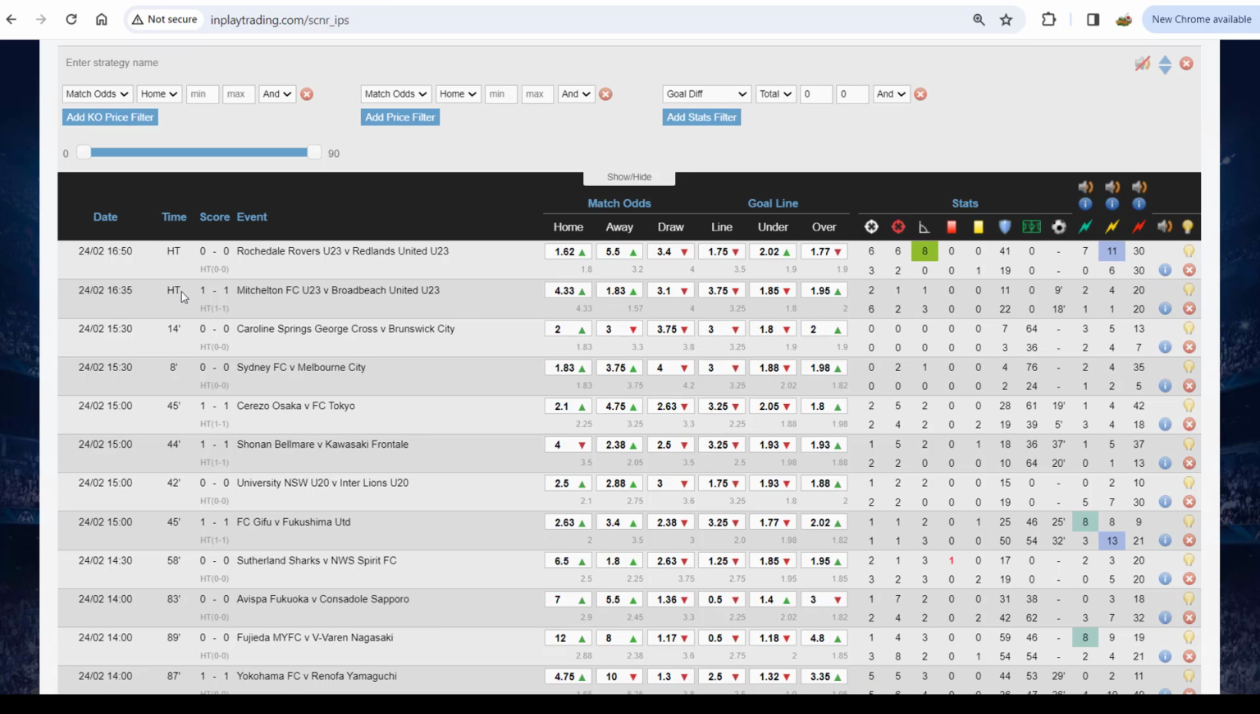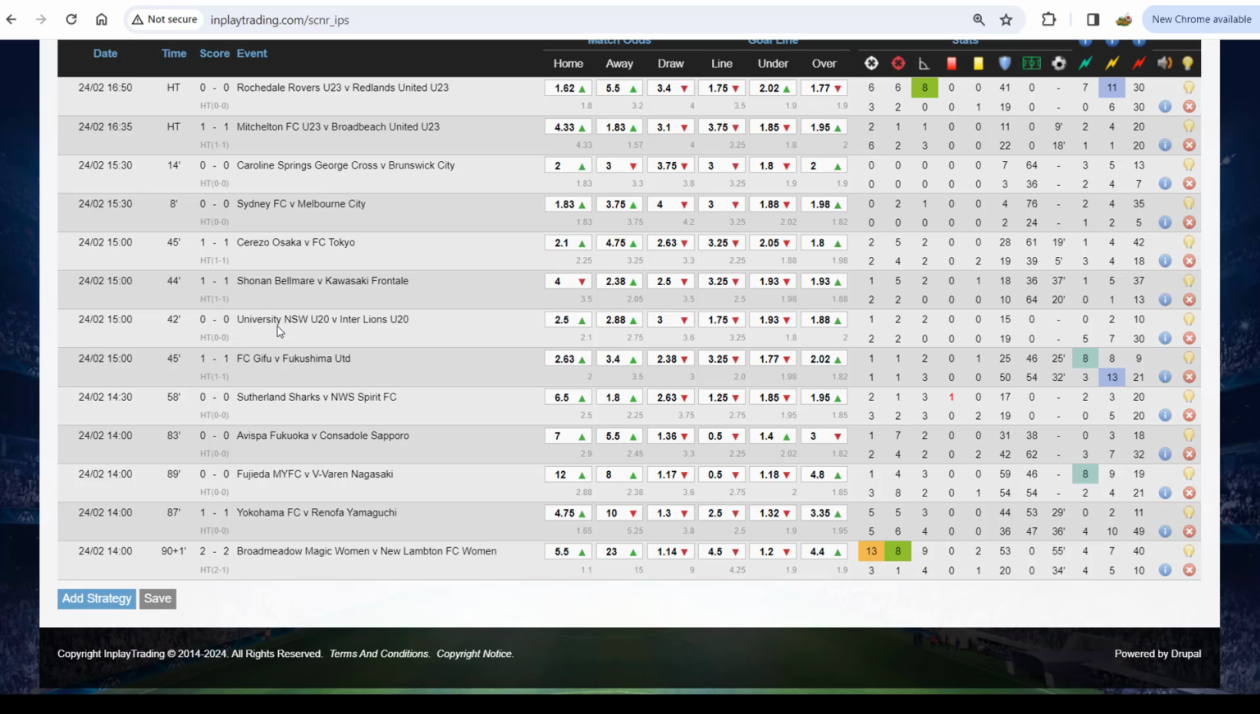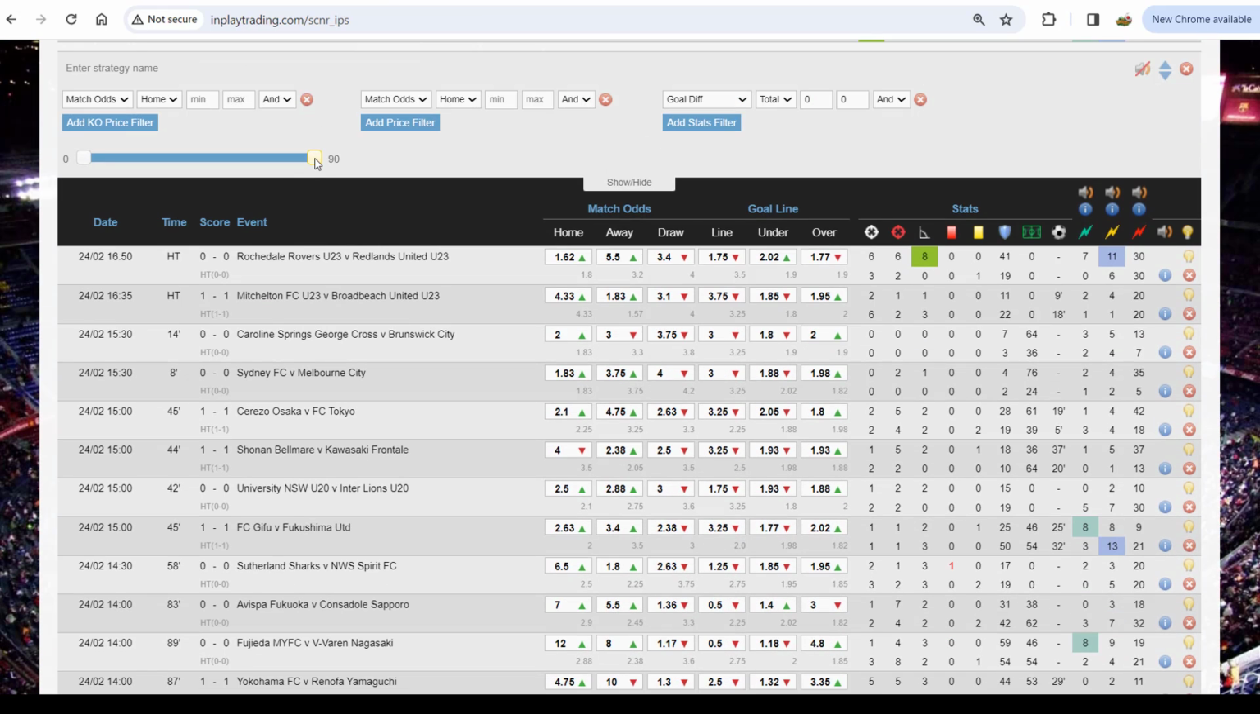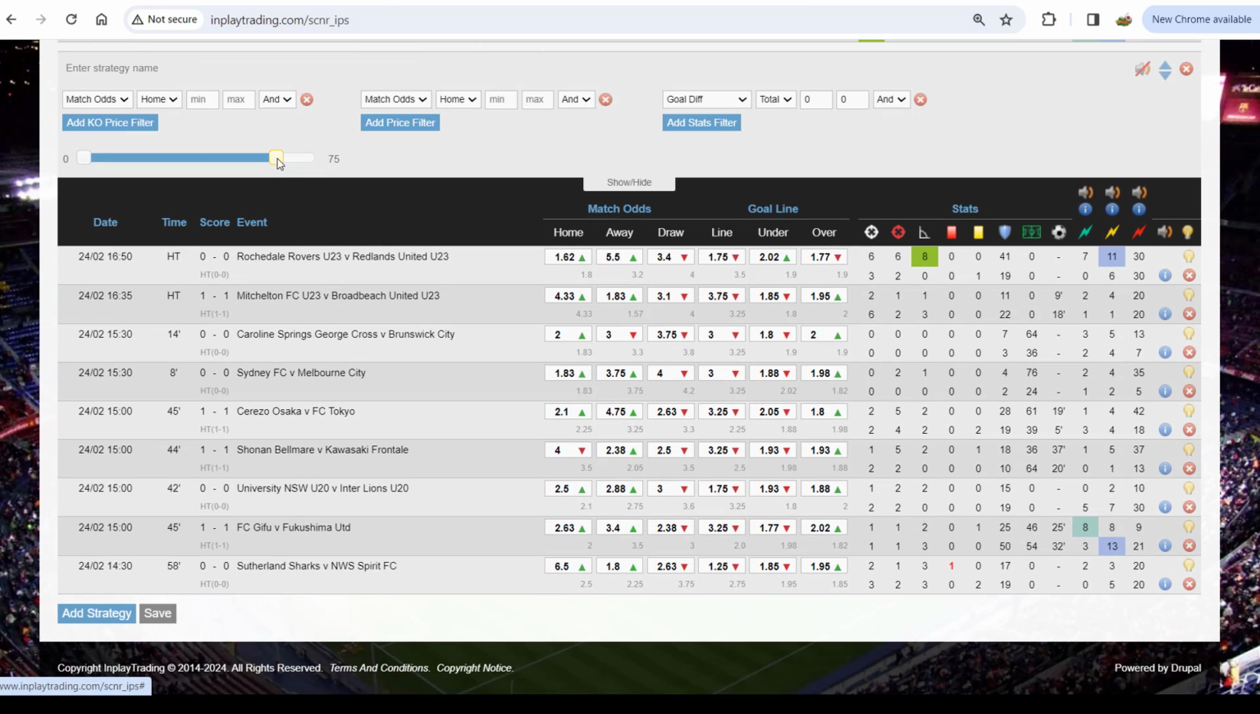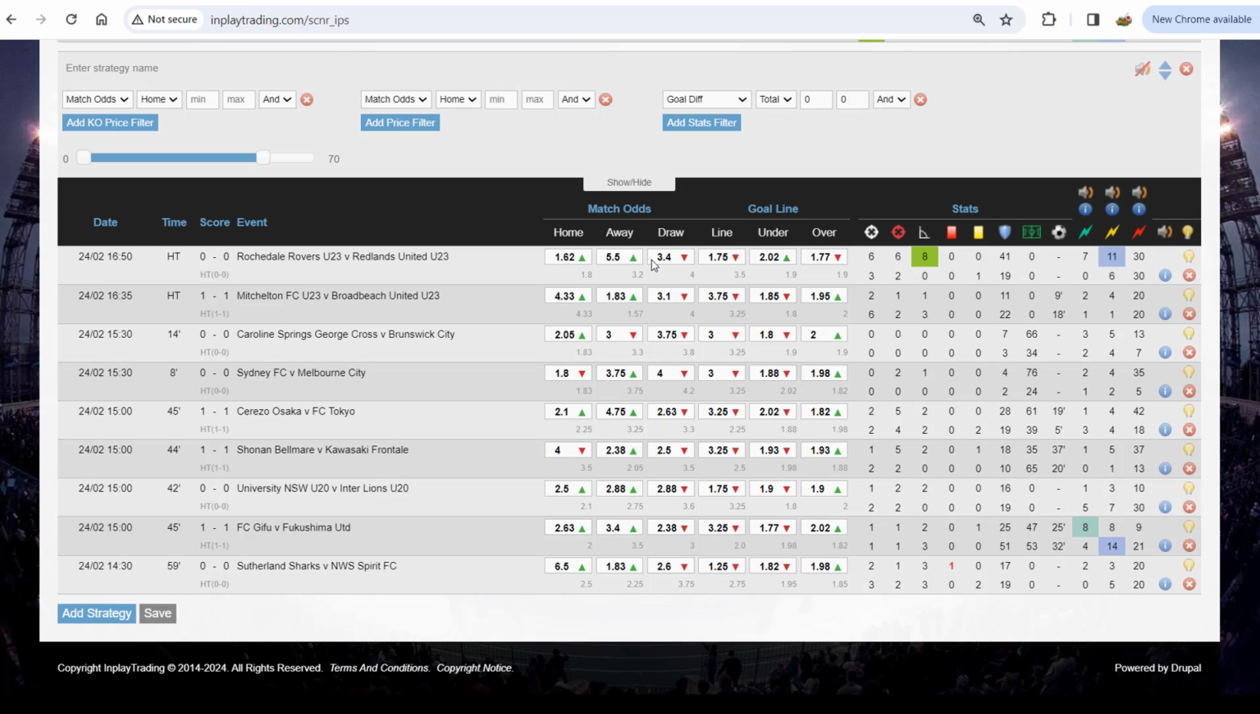And as soon as we add that, it's filtered us down to matches that are just drawing at the moment. And then maybe we might want to cut off the time, and we only want to look at matches that still have at least 20 minutes to go in them. And then already we've managed to cut this down to a few matches, and it's much more manageable.